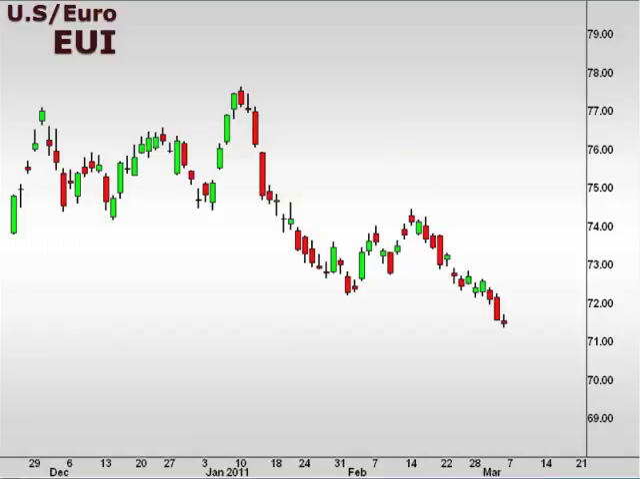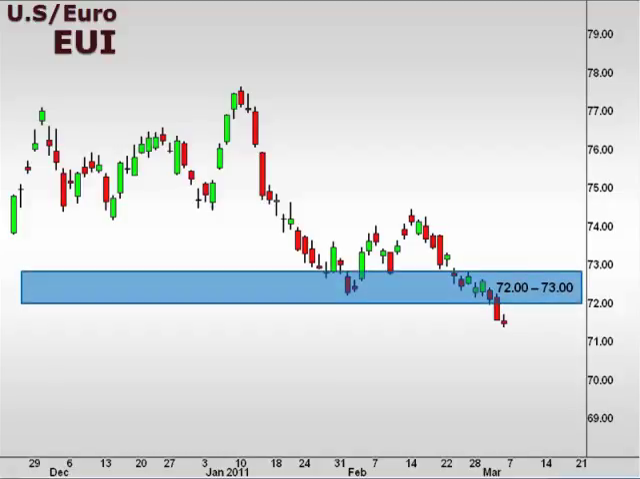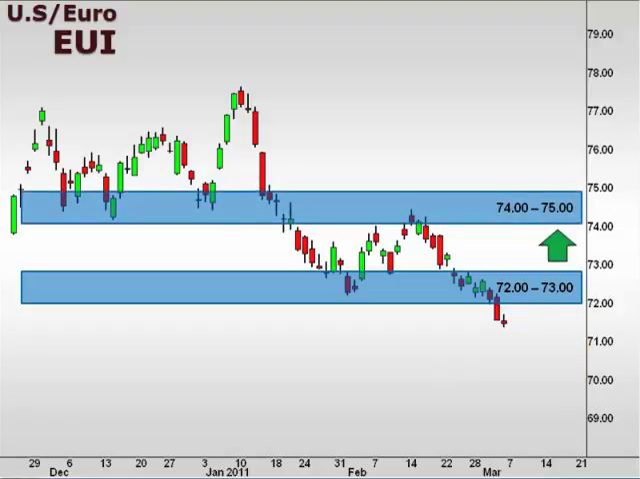Let's take a look at the EUI, the U.S. versus the Euro. Well, the EUI broke support at 72, which opens the window for a continuation lower. 72-73 will act as a resistance level. A break back above this zone could test as high as 75.